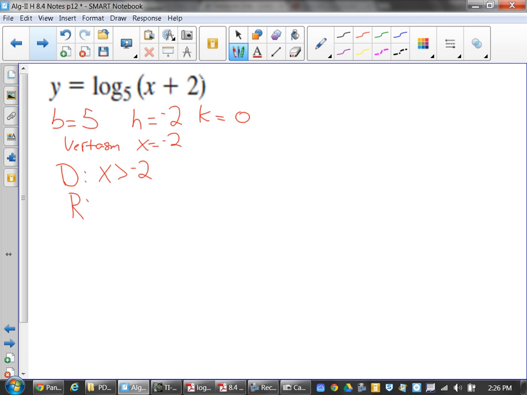And range, all real numbers. What direction will my graph be going? Go put it in your graph now. You plot your axis. Vertical asymptote at -2.